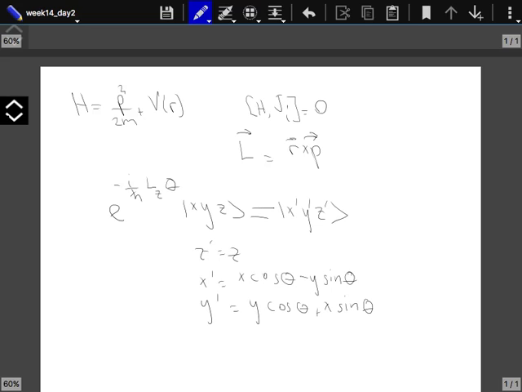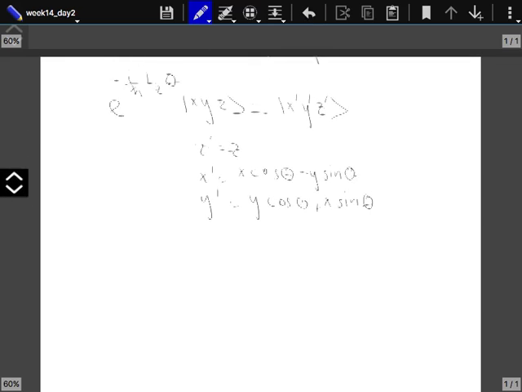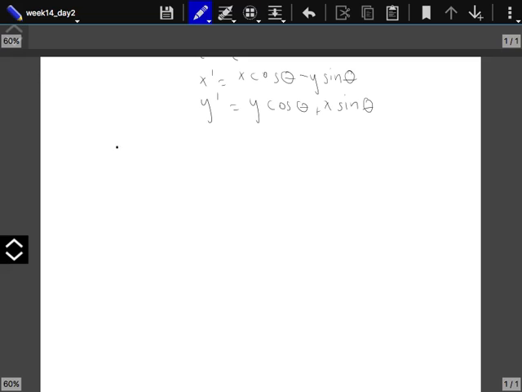Any questions up to this point? Since the Hamiltonian commutes with these angular momentum operators, we know that the eigenstates of the Hamiltonian are also eigenstates of this angular momentum operator. And then the question was, what is this? We said that the eigenvectors were |l, m>.